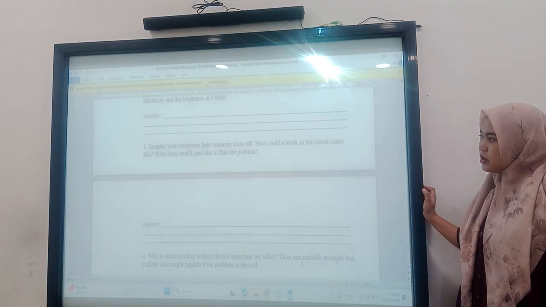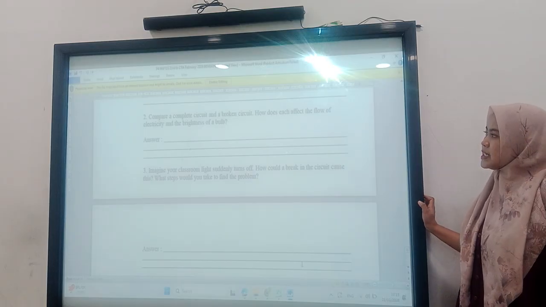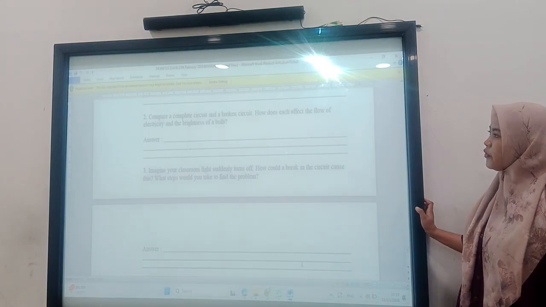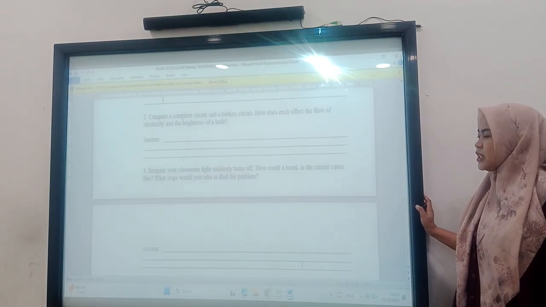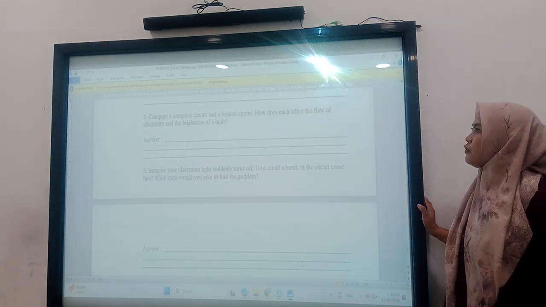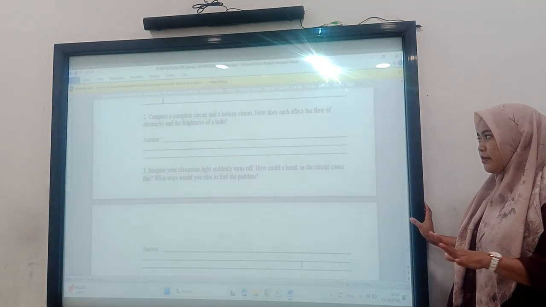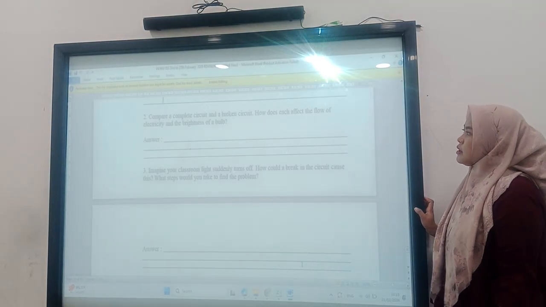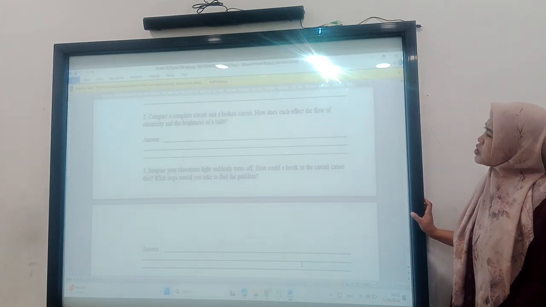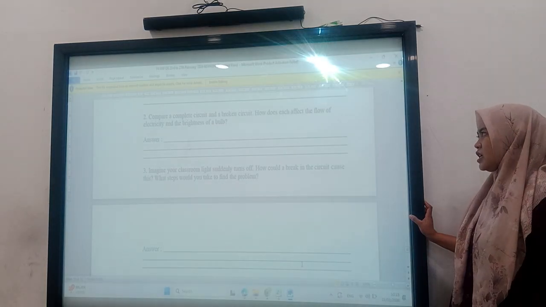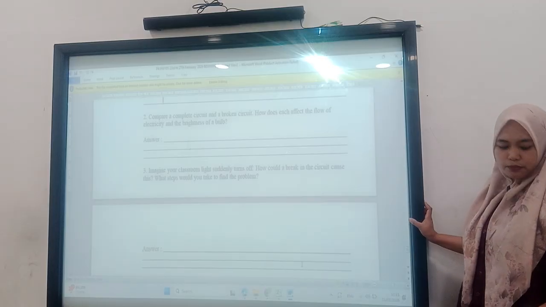Number two, compare a complete circuit and a broken circuit. How does each affect the flow of the electricity and the brightness of the bulb? Okay. In a complete circuit, the electricity can flow safely, so the brightness of the bulb is up. While in a broken circuit, the circuit stops the electricity, so the electricity cannot flow. So the brightness of the bulb is off.